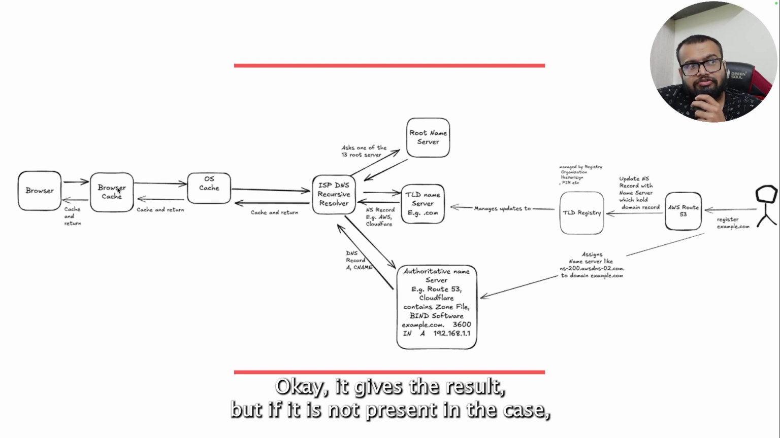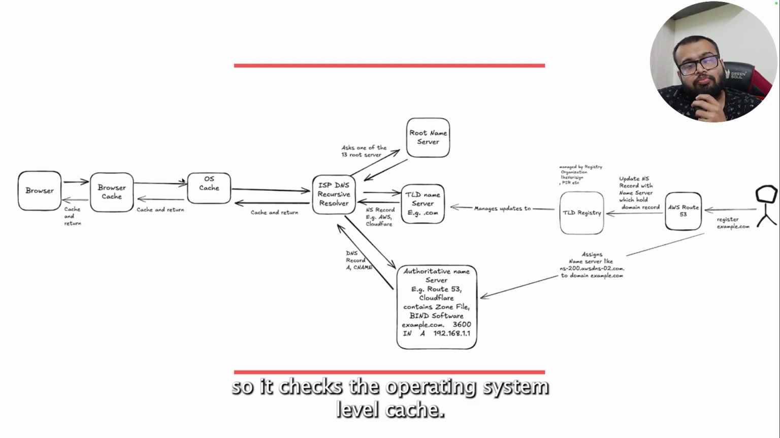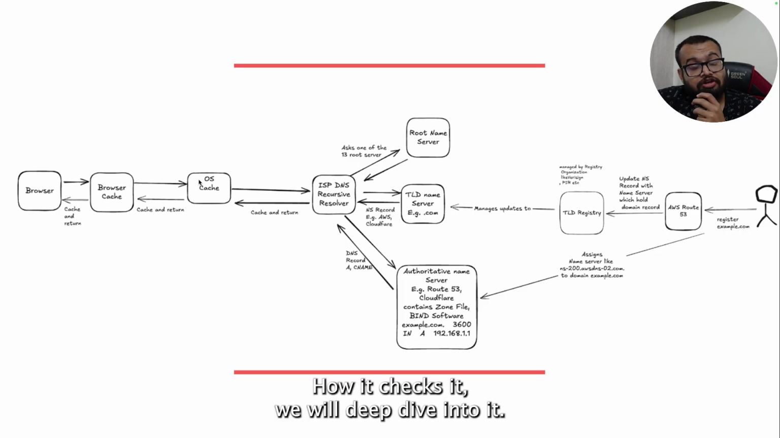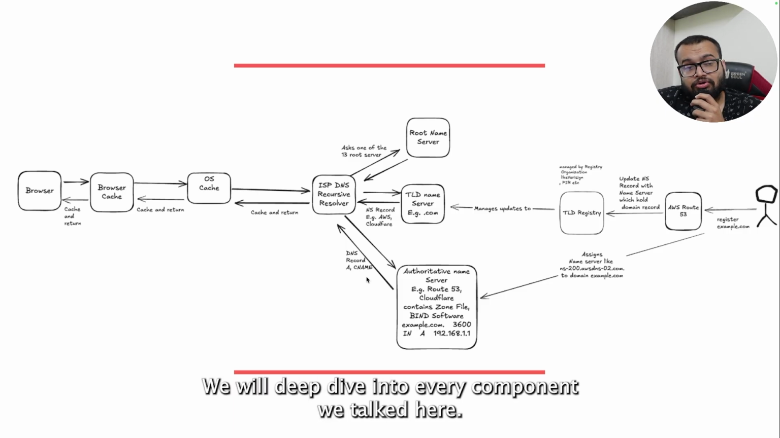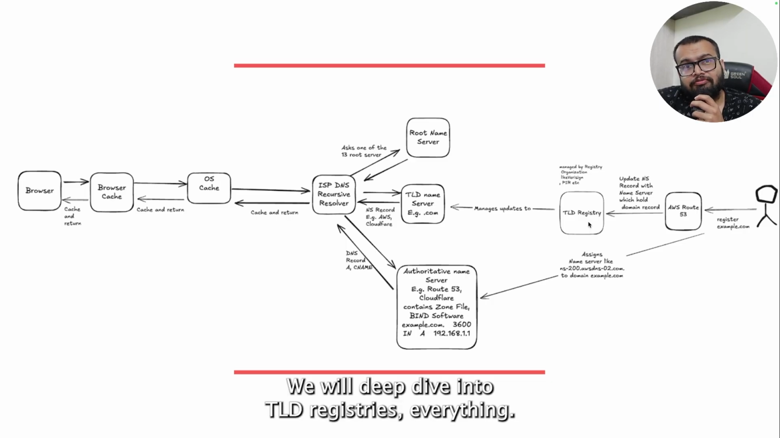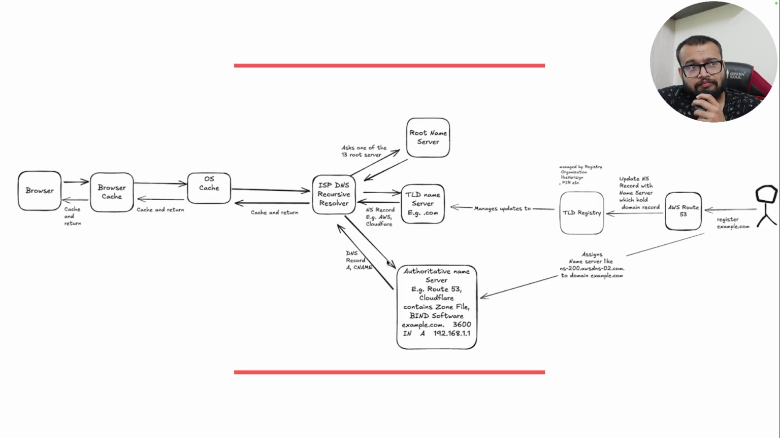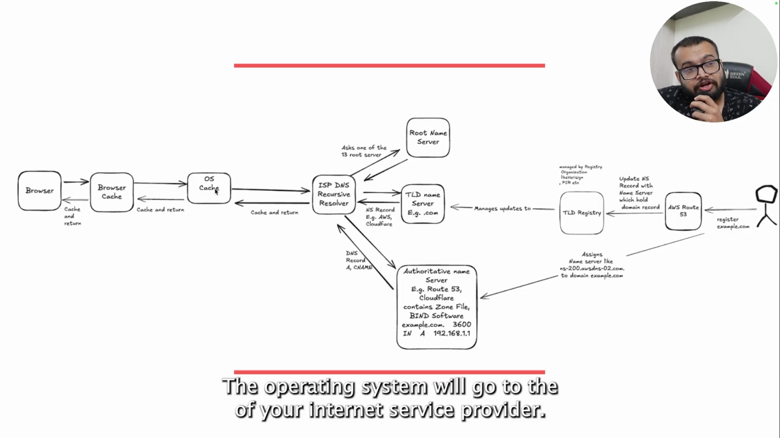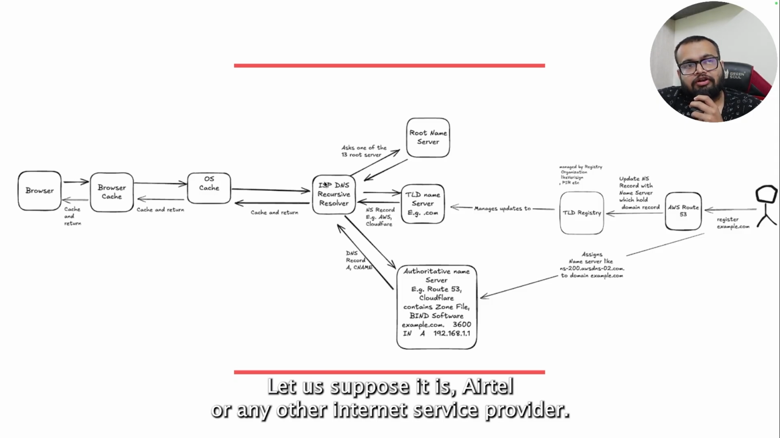But if it is not present in the cache, it checks the operating system level cache. How it checks it, we will deep dive into it. We will deep dive into every component we talked about here. We will deep dive into zone files, into TLD registries, everything. If the cache is not present in the operating system, then what will happen? The operating system will go to your internet service provider, let's suppose Airtel or any other internet service provider.